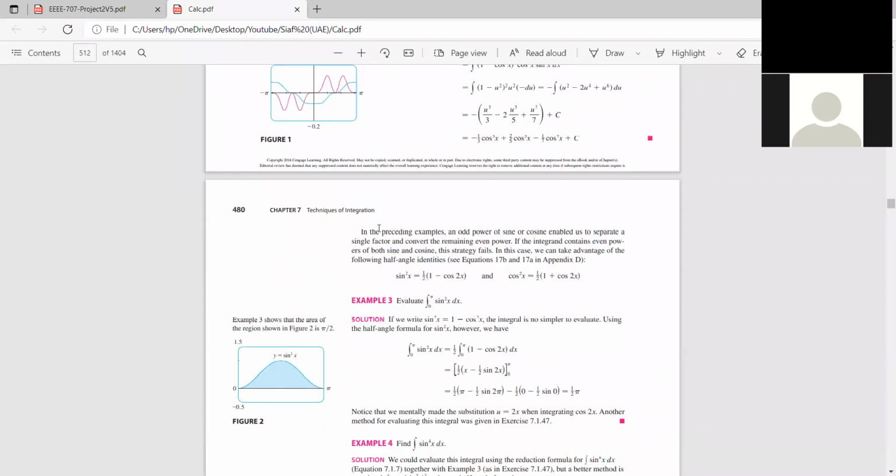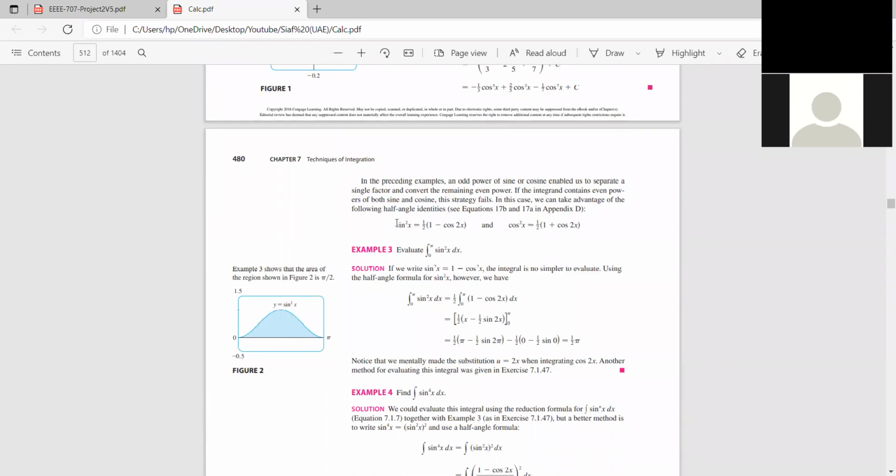Okay, we have listed down some identities here. And these identities are called double angle identities. I mean half angle identities, sorry. These identities are called half angle identities. And using these identities, we have to evaluate our function. This is sine square x, integrating from 0 to pi.